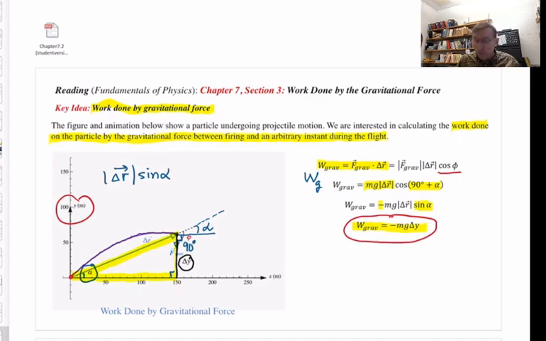So let me show you a Wiley Plus animation of a situation like this, where a projectile is fired, given an initial velocity. It then undergoes a parabolic trajectory of projectile motion. And we're going to ask how much work is done by gravity between the starting point and whatever point we pick.